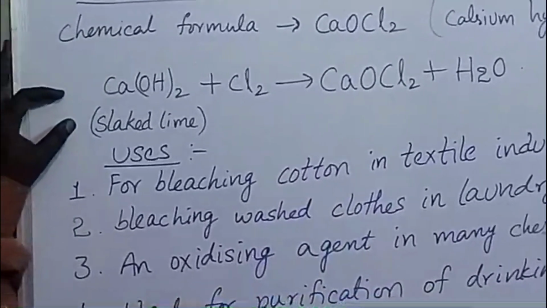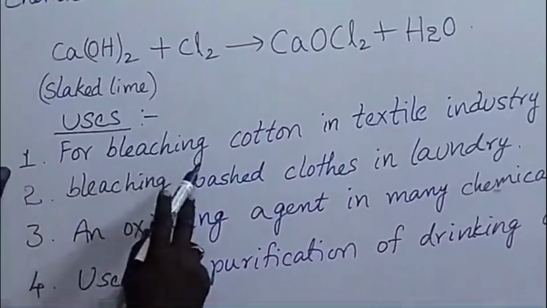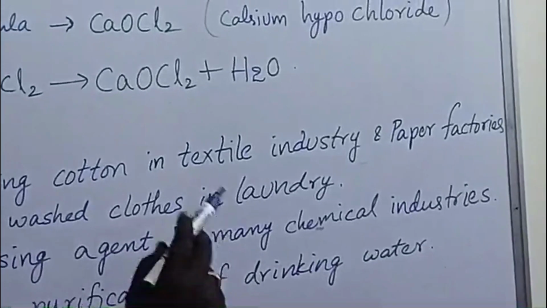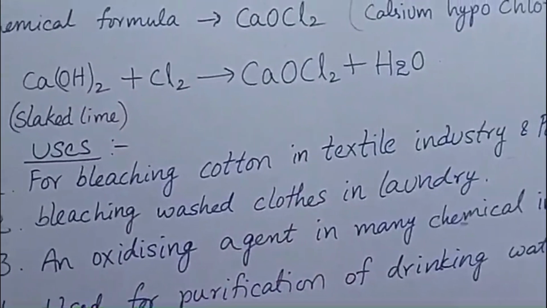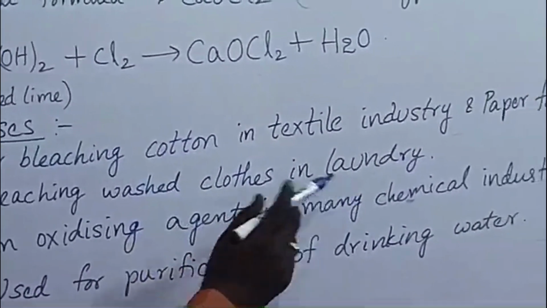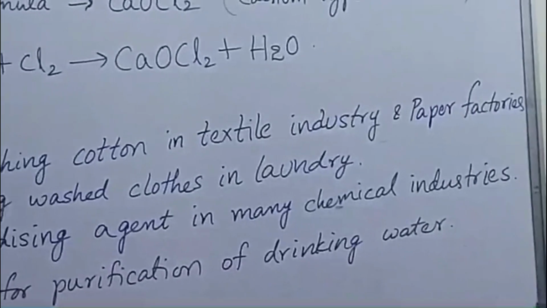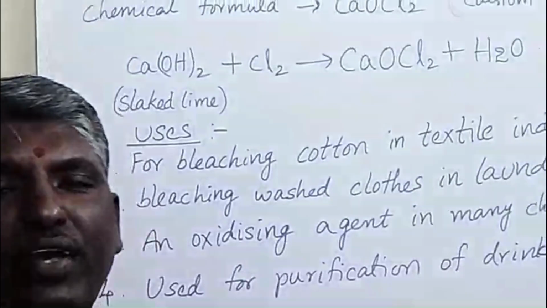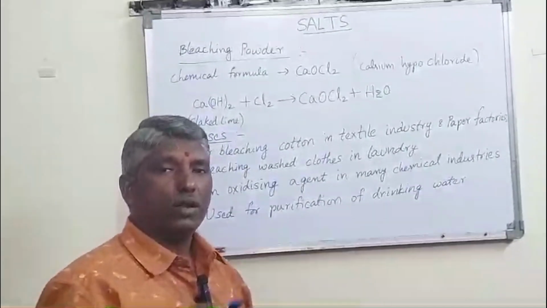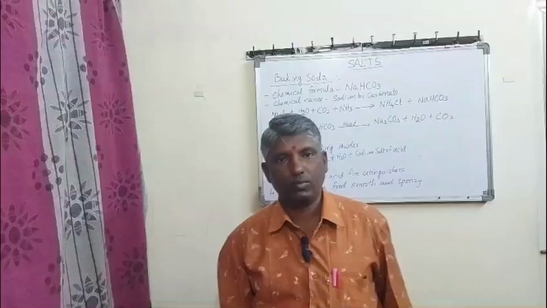In our daily life we use it in many situations. A lot of uses are there. Especially it is used for bleaching in the cotton and textile industry. Paper factories also use bleaching powder for the bleaching process. Next, bleaching washed clothes in laundry, and as an oxidizing agent in many chemical industries. One more important point is the purification of water, making it germ-free, using bleaching powder. These are a lot of uses of bleaching powder in our daily life.